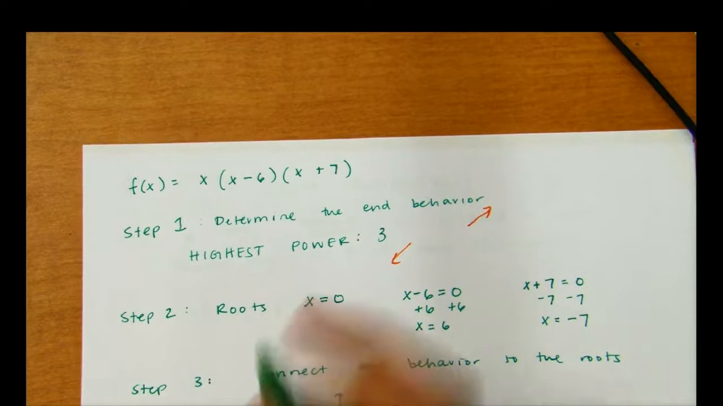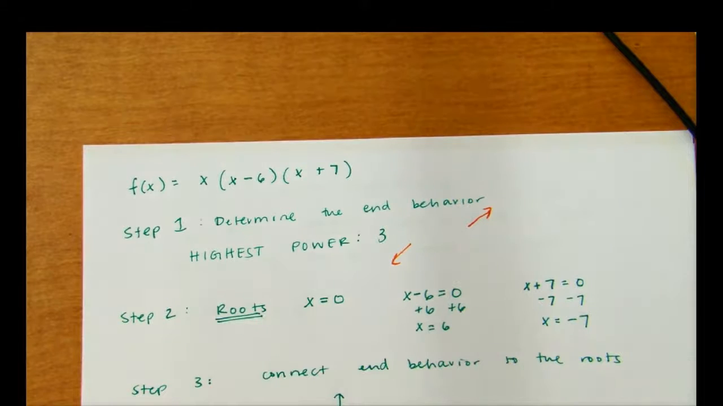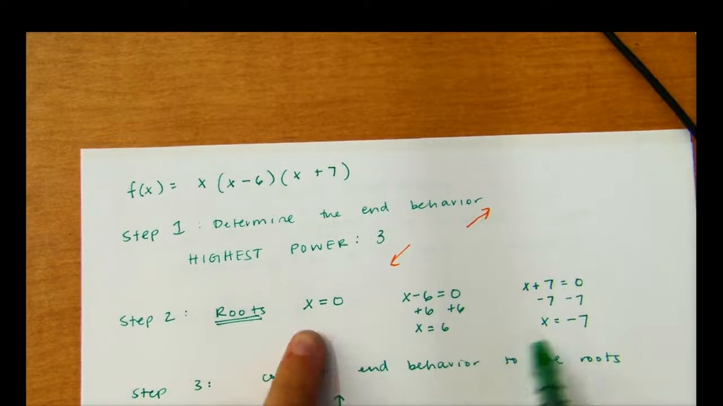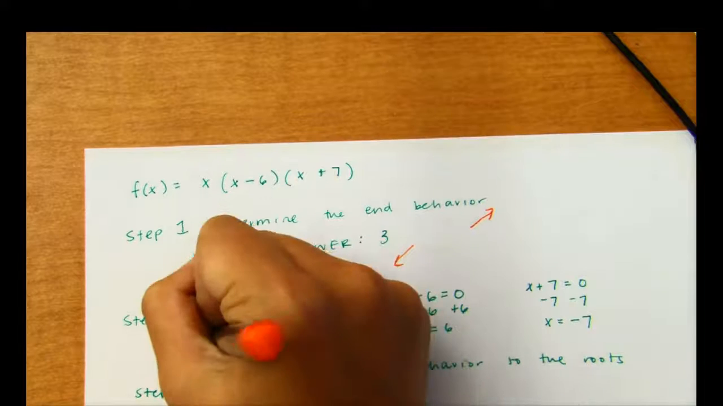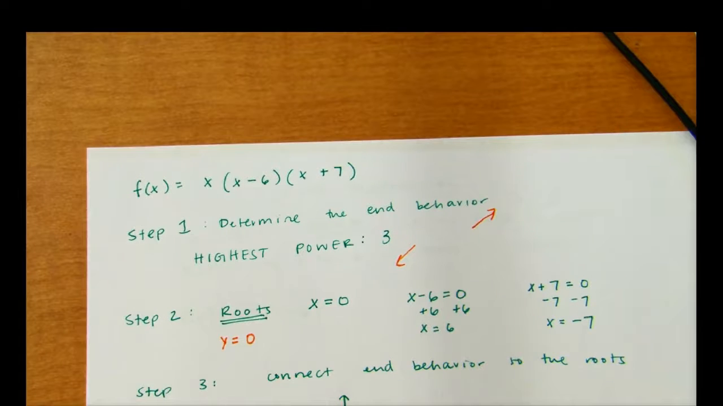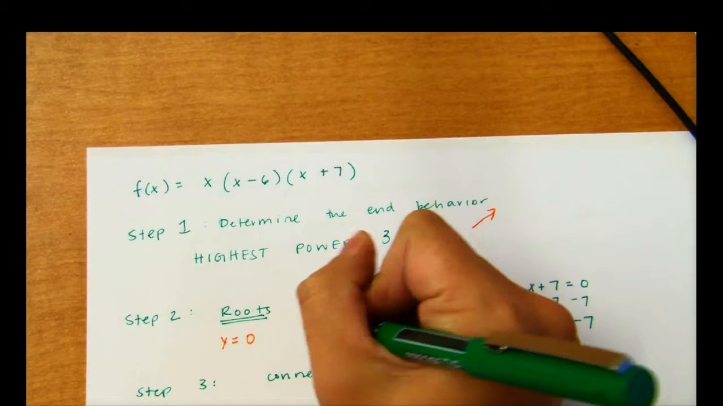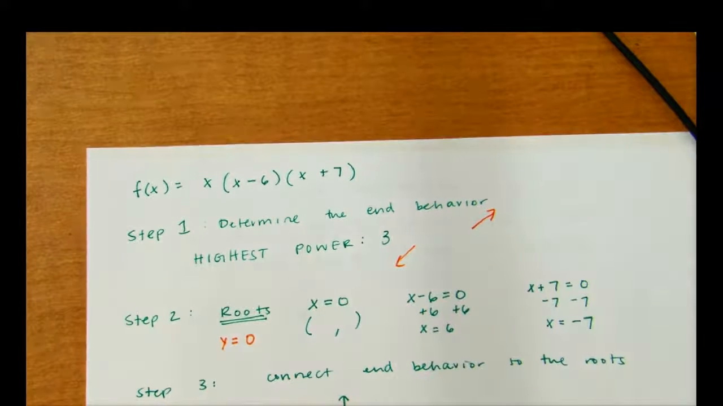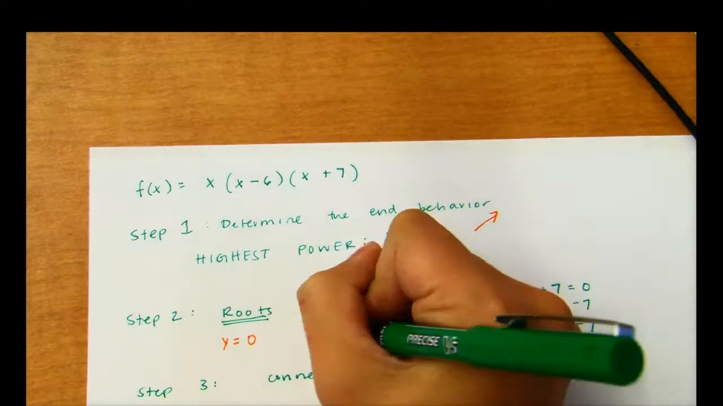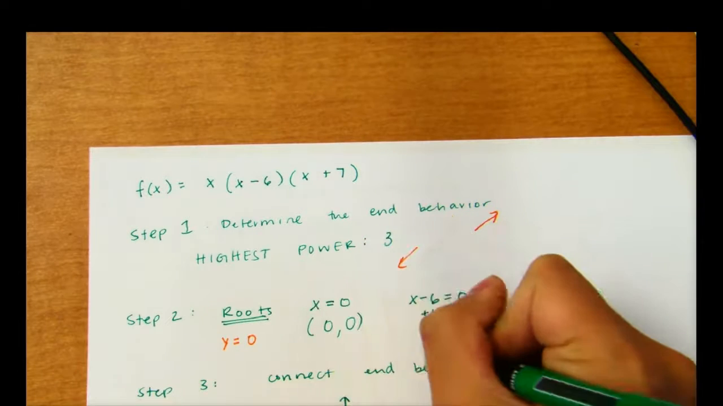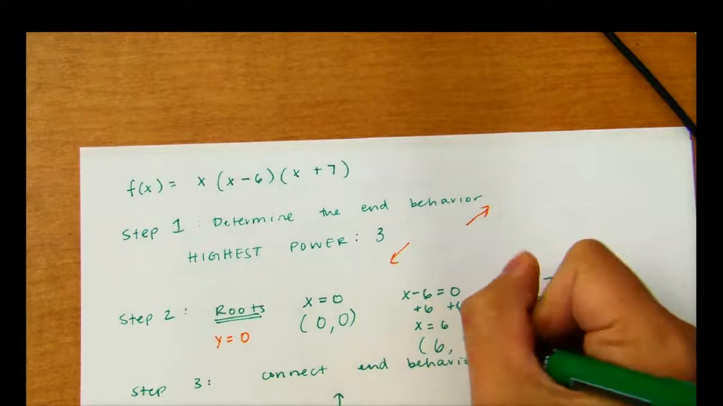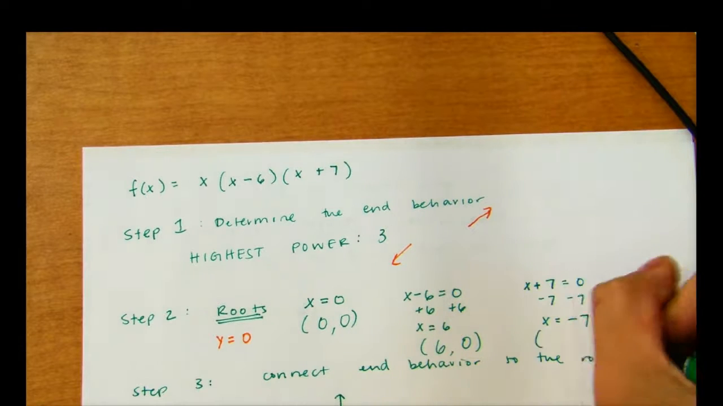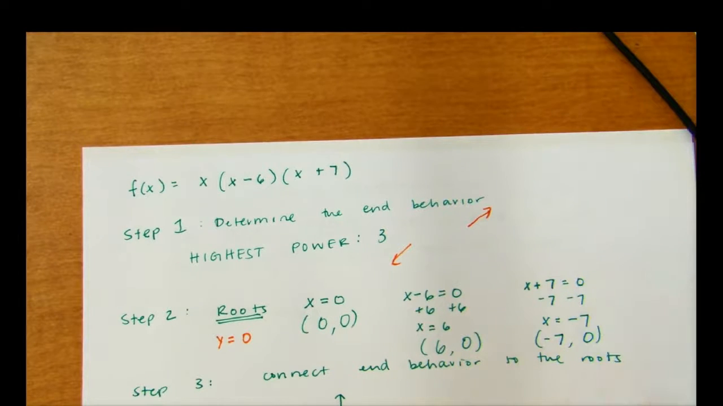Okay, when I've got a root, and I didn't mention this before, you find your x values. In a root, your y value always equals 0. Your y value always equals 0. So if I were to write these as coordinates, I've got an x and a y value. This would be x is 0, y is 0. This would be the point x is 6, y is 0. And this will be the point x is negative 7, y is 0.